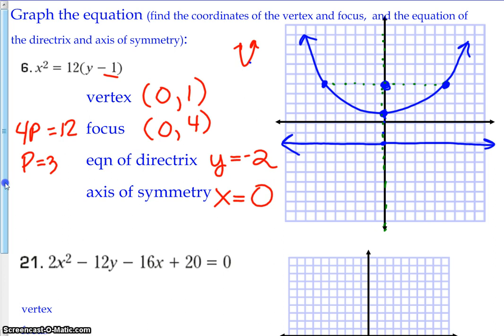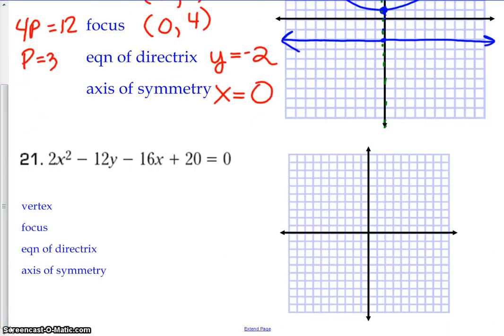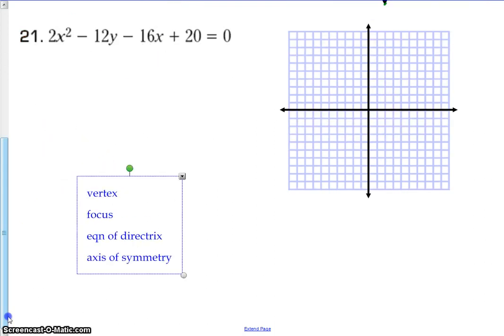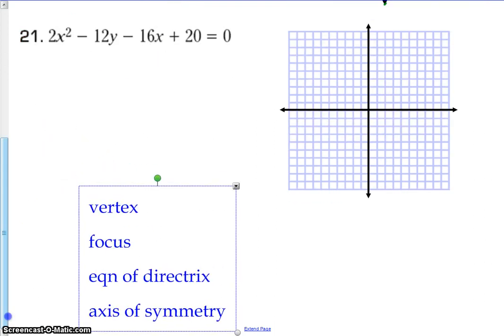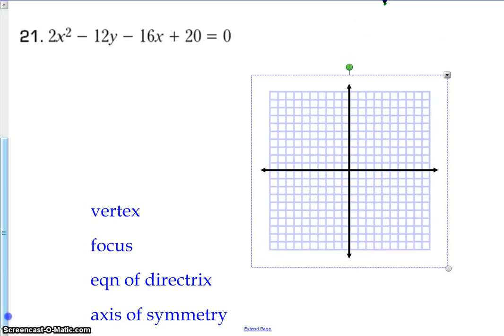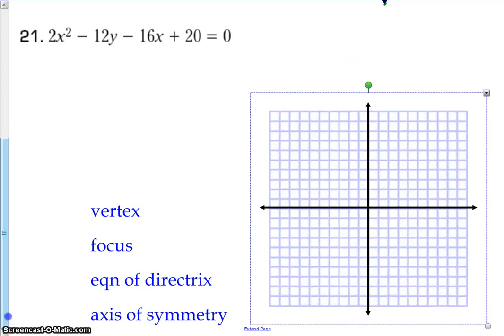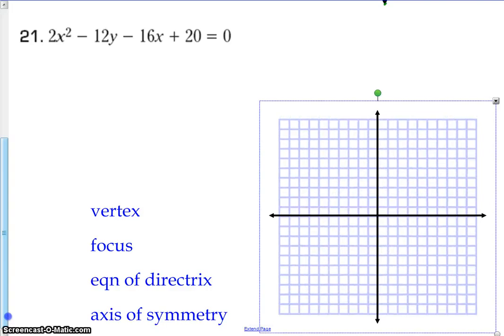Let's look at problem number 21. Now, problem number 21 is a lot more involved than problem number 6 was. Because in problem number 21, we first have to go through all the steps that it would take to get this into standard form. So I'm going to give myself some space here to do that, to get it into standard form, and then I can worry about how we're going to graph it.